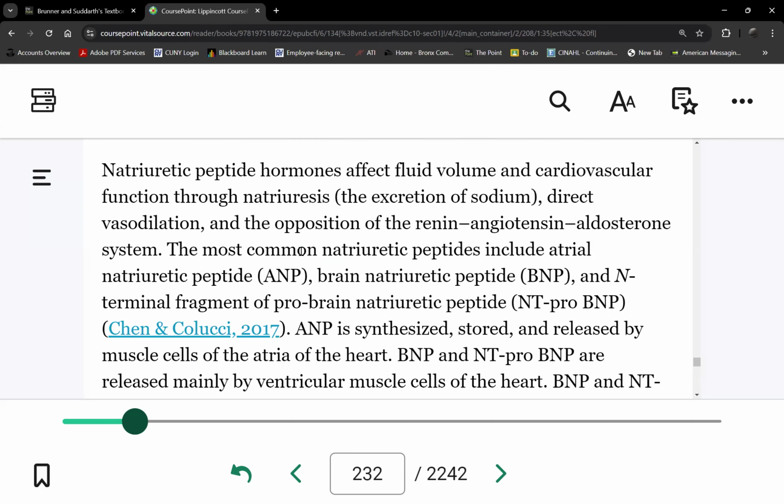When we say brain natriuretic peptide, where did this come from? Actually, it came from the ventricles. Okay. They call it brain though, simply because they saw it first in the brain. But it's actually coming from the ventricles of the heart. Okay. So let's look at, so what would trigger natriuretic peptides released?